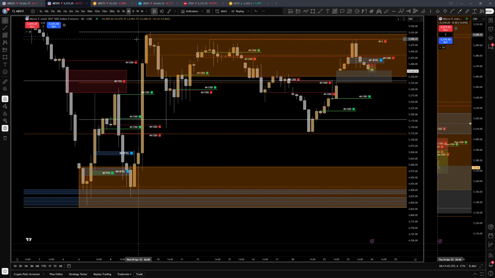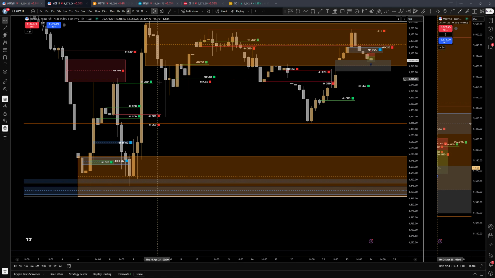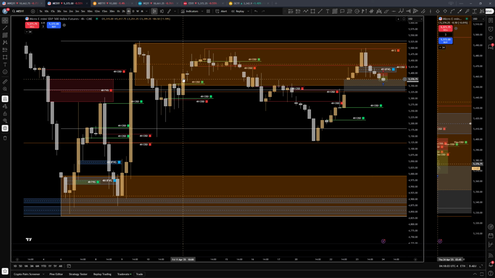So then after the pullbacks happened, we now get a new origin created, and we drop back down from external liquidity, creating this origin, and we drop back down to internal liquidity in this big fair value gap here, and all these different order blocks that we've got. Not going to go into them. We come back up then to external.